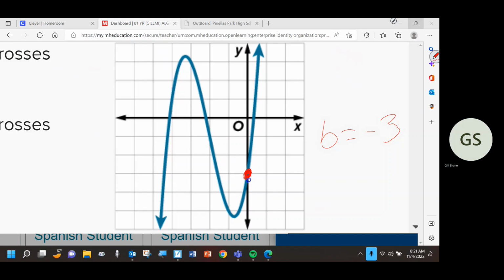Michaela, what's the ordered pair for this red point? So the x and the y for that. Fantastic. 0, -3. Yeah. As long as you did 0 first, that was the main one.